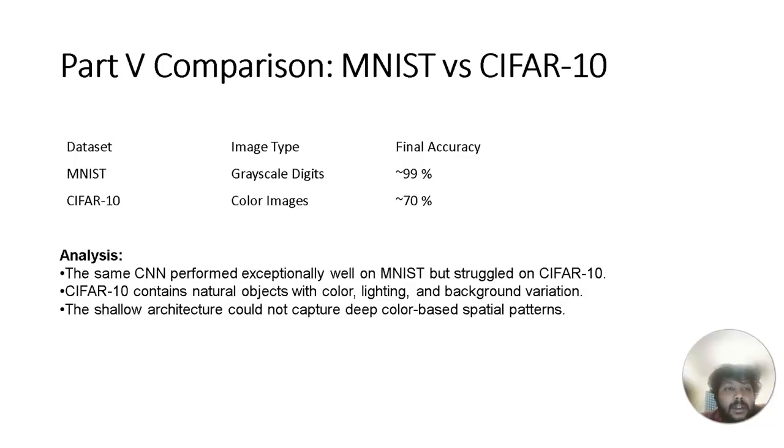Because in CIFAR we used color images and in MNIST grayscale digits, MNIST performed better than CIFAR. After analyzing the final accuracy, the same CNN performed exceptionally well on MNIST but not on CIFAR-10. The shallow architecture could not capture the deep color-based spatial patterns.